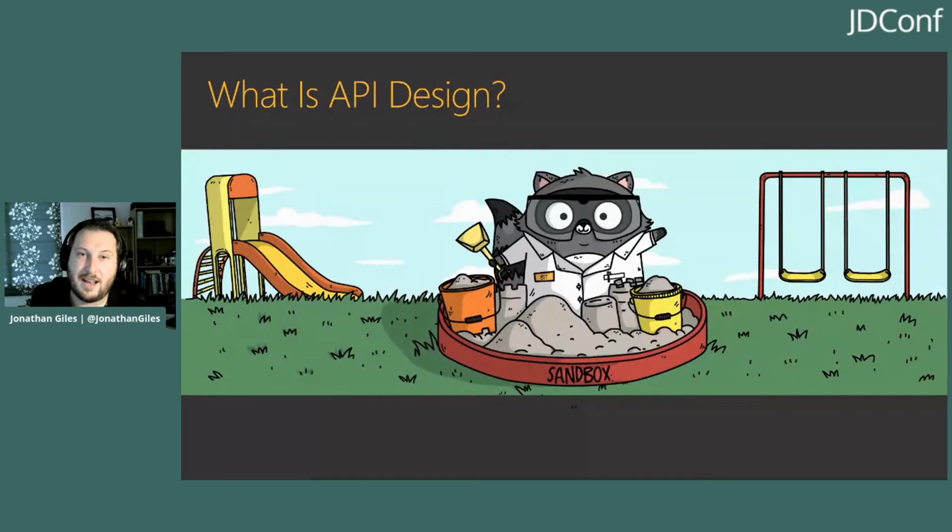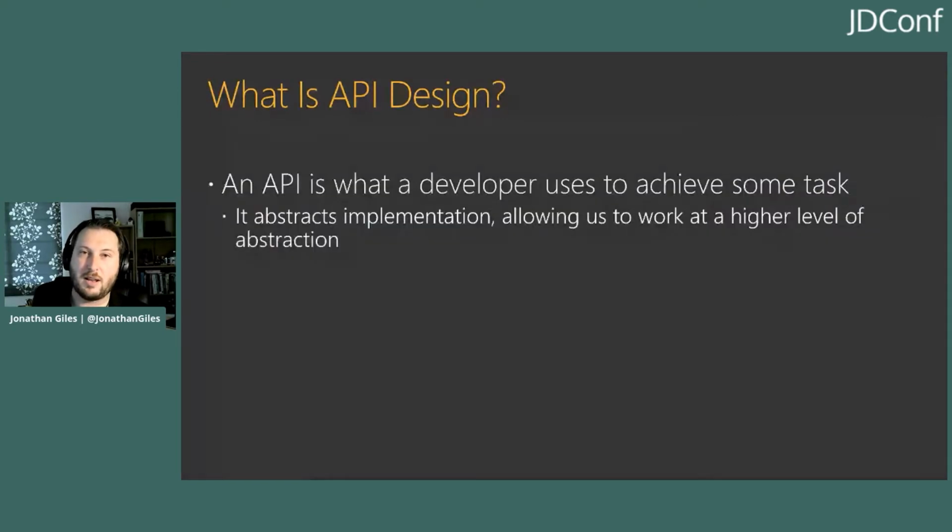And we're going to create the sandcastles and the rivers and the ponds and the bridges and everything. And how it's implemented under the hood is our concern. It's the interactions that the other people get to encounter that is the API that we're caring about. And so to put it in a slightly more concrete way, API is what a developer uses to achieve some task. It abstracts over an implementation, allowing them to work at a higher level of abstraction.